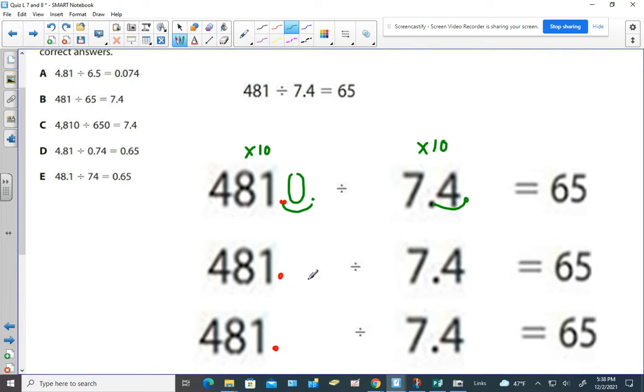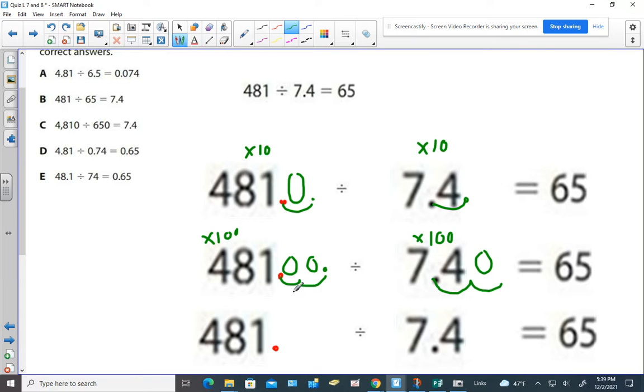So what about the idea of multiplying by something other than 10? Like what if we multiply by 100? We multiply this by 100 and we multiply this by 100. That's supposed to still equal 65. So if we multiply this by 100, we'd be moving the decimal over 2 to the right, or adding 2 zeros, which makes that number 740. So we're looking at the idea that 48,100, because the decimal's here now, divided by 740 would still equal 65.